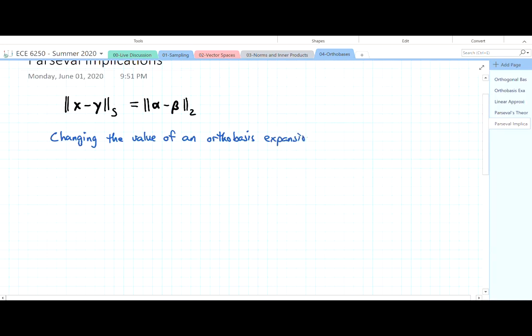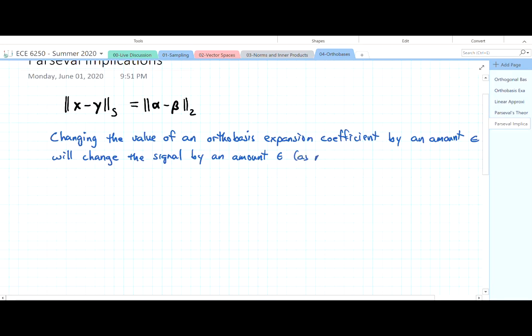and it may not be clear yet. I'm going to explain how this relates to what I wrote above. By an amount epsilon, it will change the signal in a different way, but it will be by the same amount epsilon as measured in the other norm. All right, so that's in the S norm.